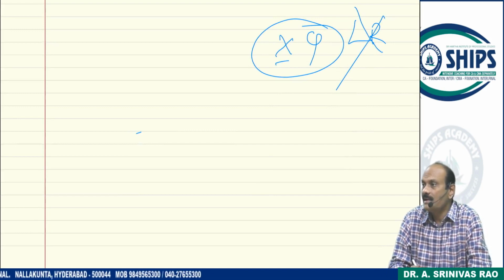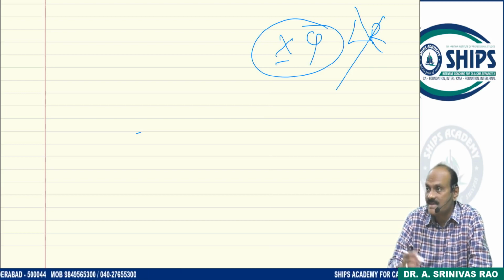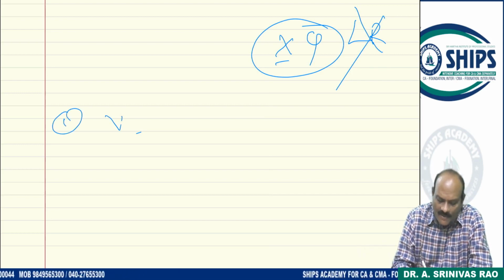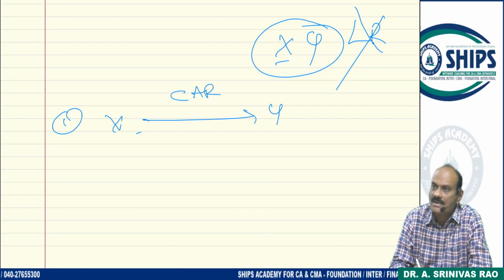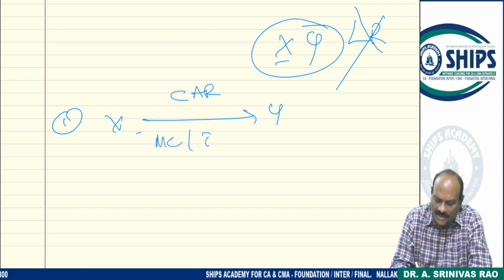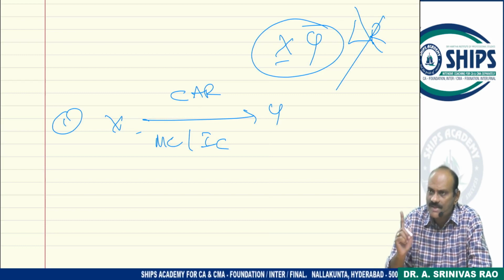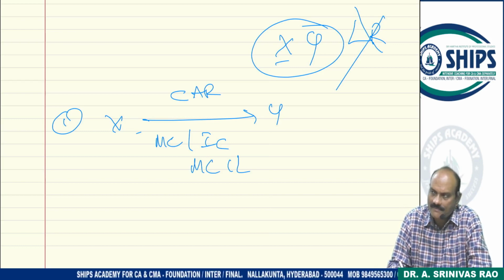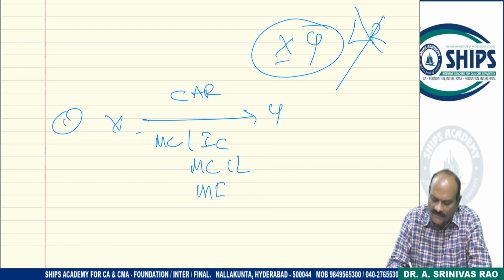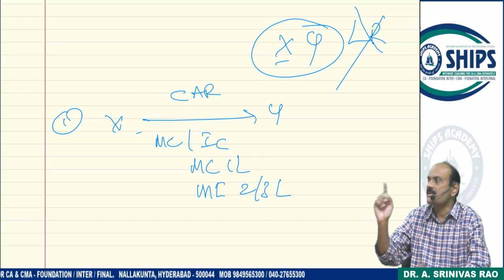Now, second point. Offer must be definite and certain. What does it mean? X made a proposal to Y: Mr. Y, will you buy my car? He has two cars, one is a Maruti car, the other an Indica car. Which car, man? Uncertain. That's why it should be certain. Will you buy my Maruti car for 1 lakh? Certain. Will you buy my Maruti car for 2 lakh or 3 lakh? Uncertain. That's why the offer should be certain.